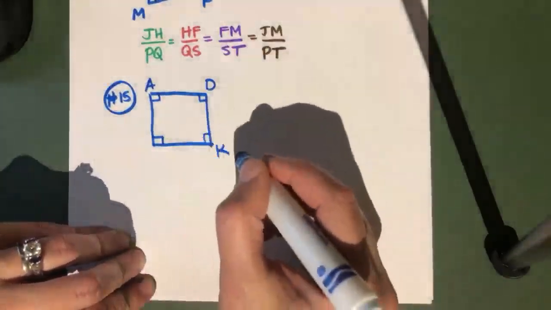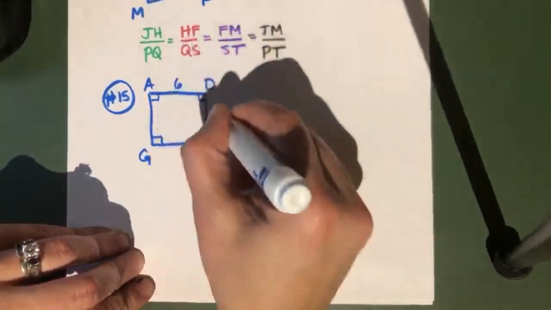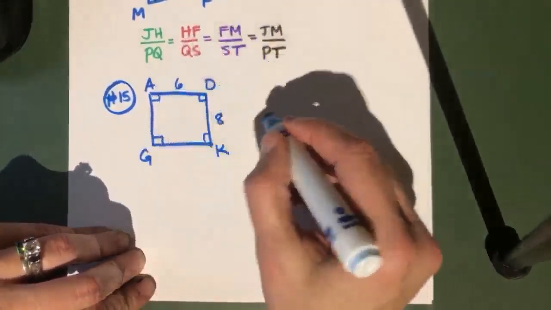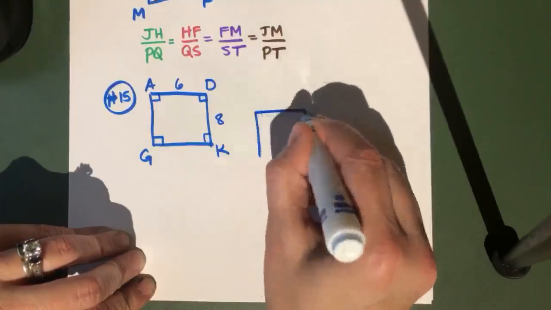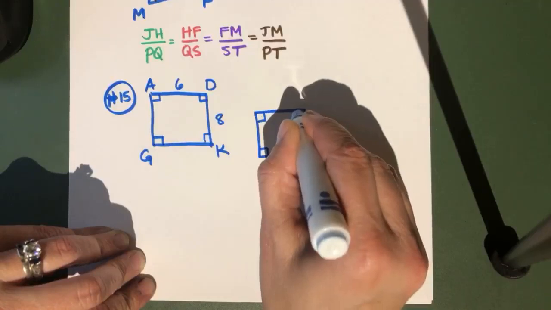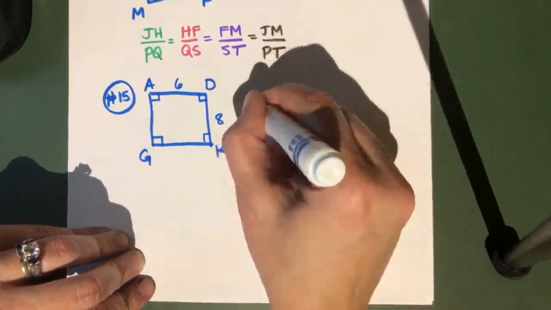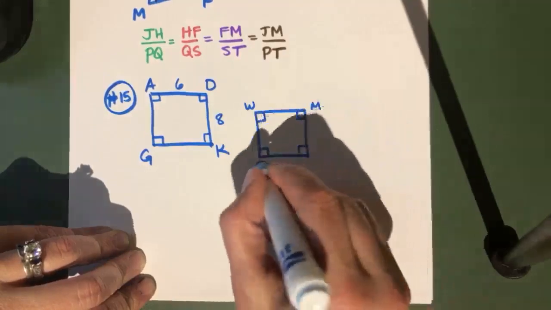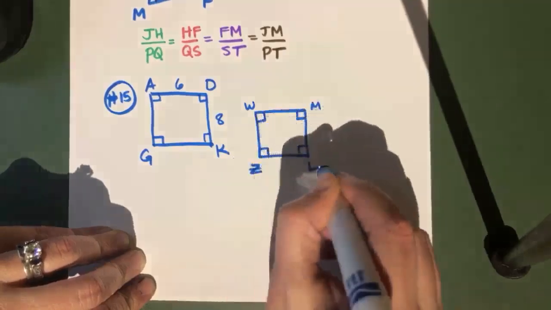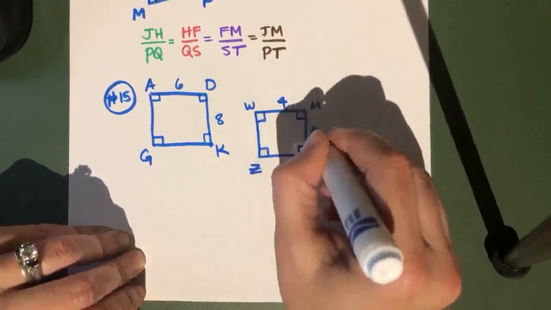So you have A, D, G, K. This is 6. This is 8. And then you've got a smaller one, just like this. And that's W, M, Z, L. And that's 4. And that's 6.